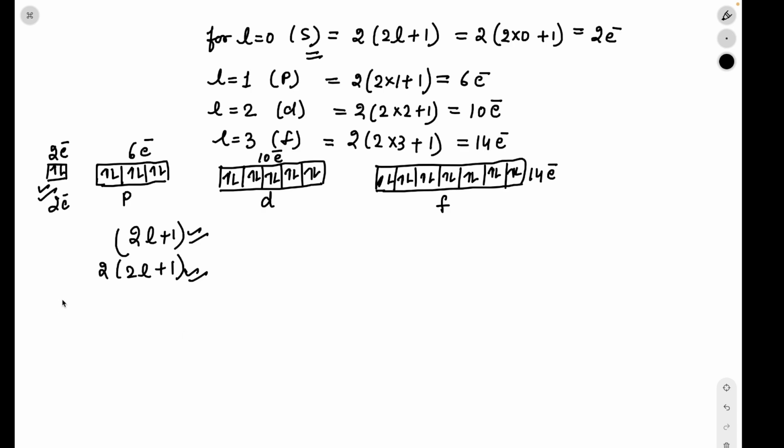Next is the magnetic quantum number, which is denoted by m. It tells us the orientation of an orbital in space within a given subshell. So what does it tell? It tells the orientation of an orbital.